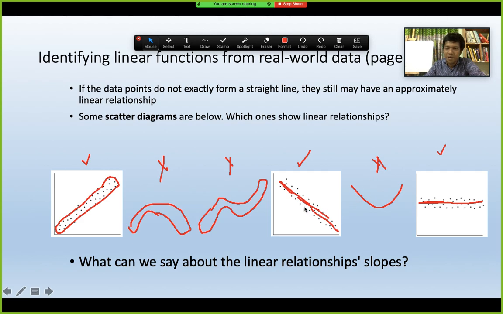Okay. And what can be the slope of this figure? Is it positive, negative, or is it zero? What is the slope of this given figure?